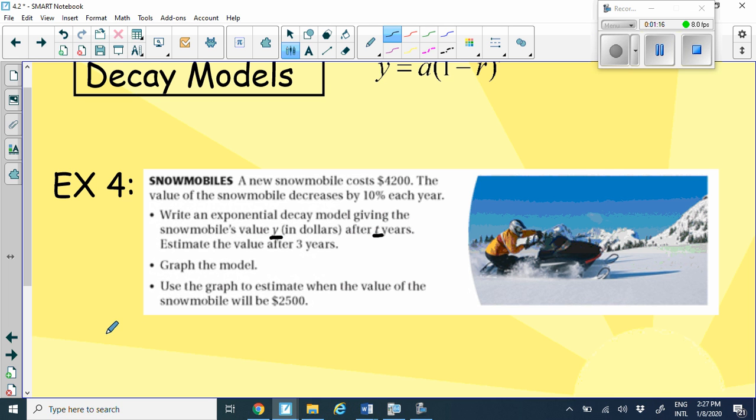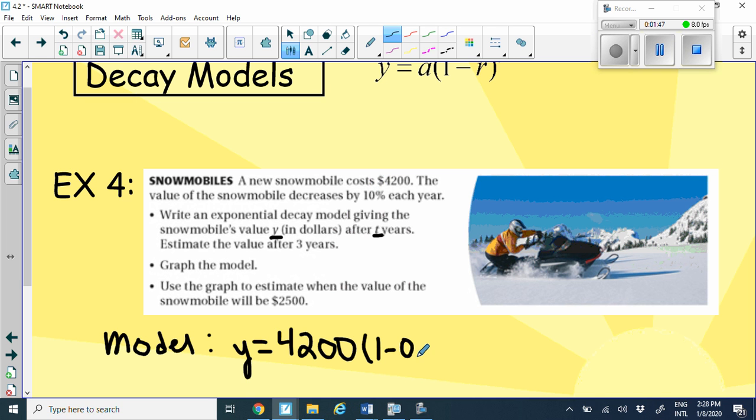So first of all, our model is going to be y equals. Now, our A value, remember, is basically our initial amount. If we look, initially, the snowmobile costs $4,200. Now, we're going to do 1 minus. Remember, r represents the rate, so we look at the percentage. But remember, we got to change that rate into a decimal. So it's going to be minus 0.1, or 10%. And then we have it to the t power.